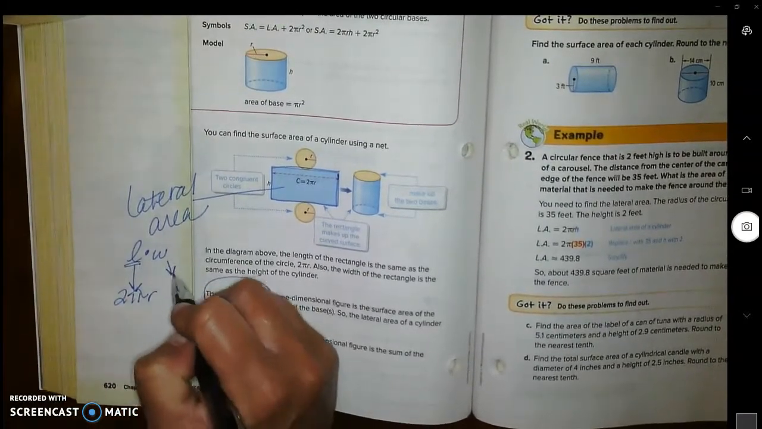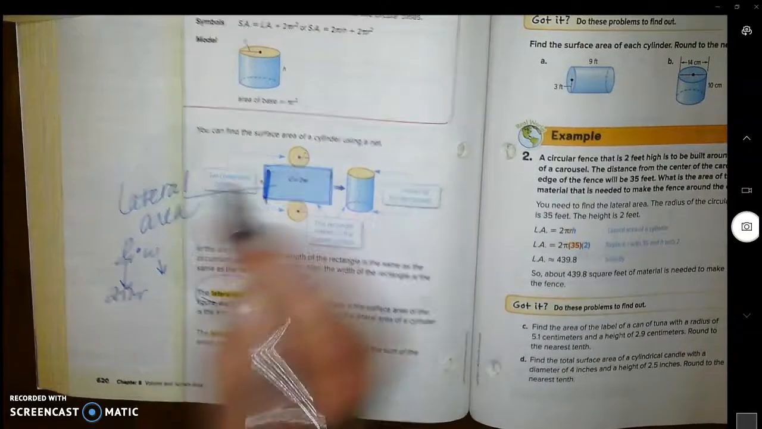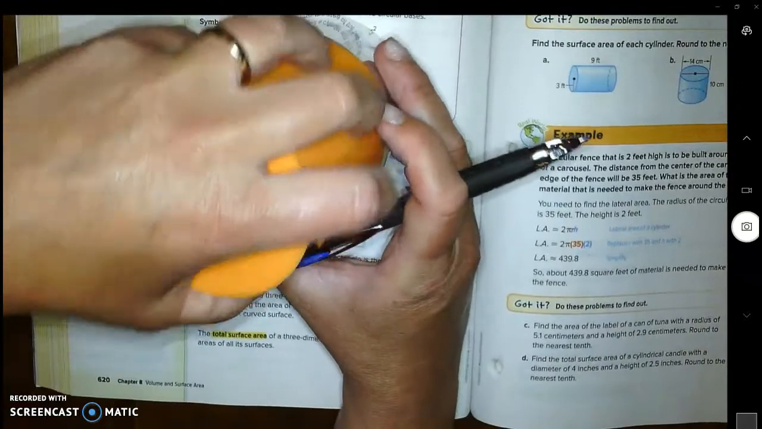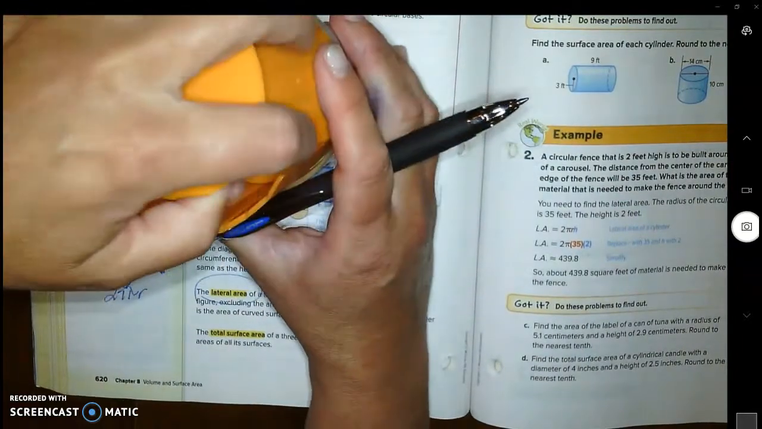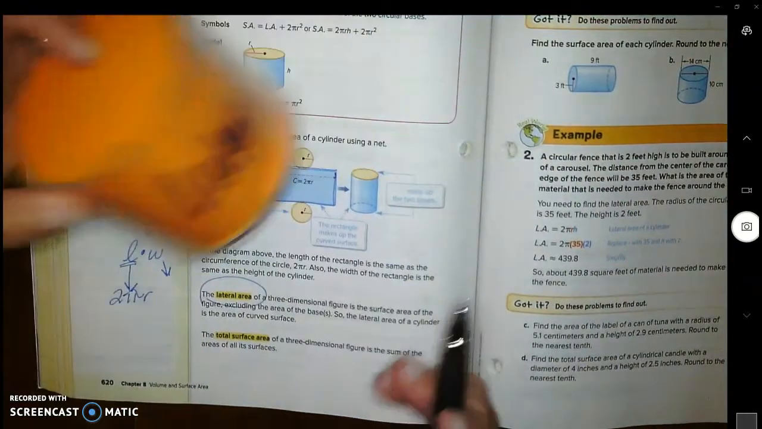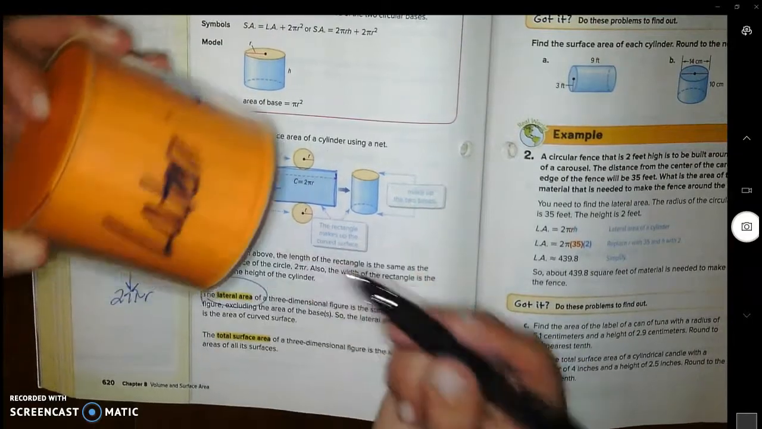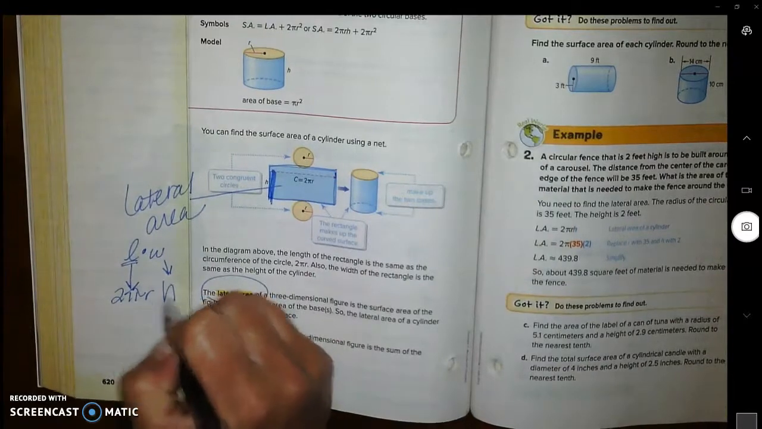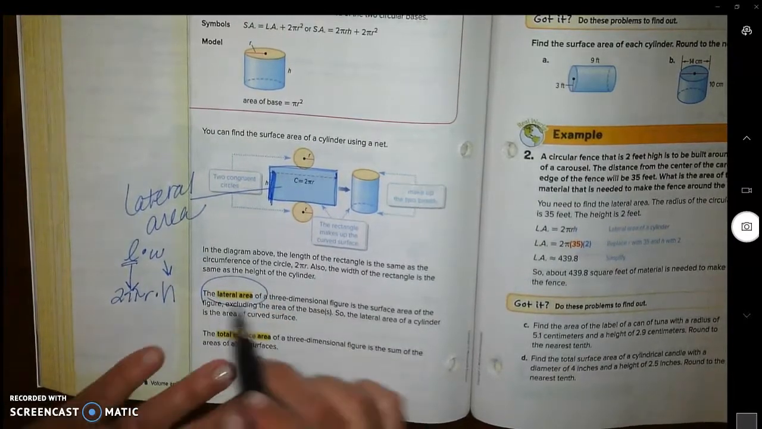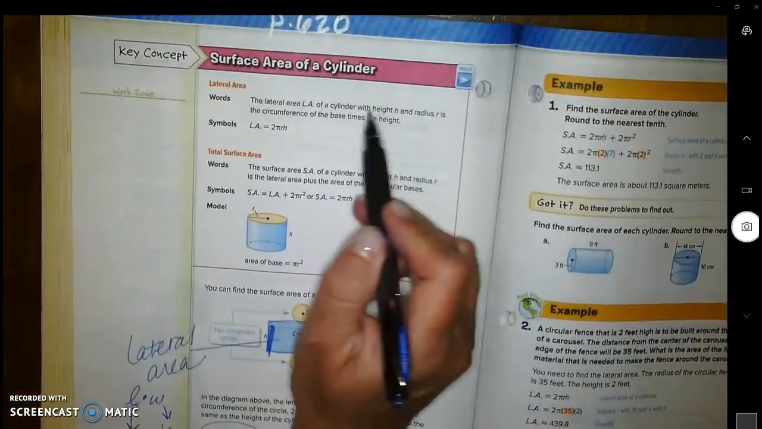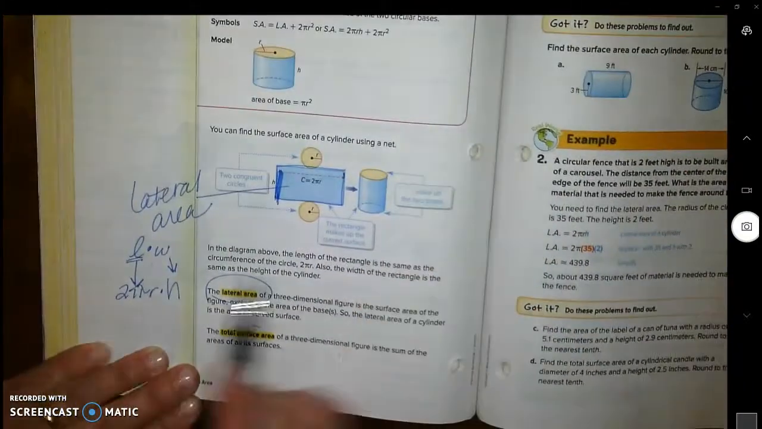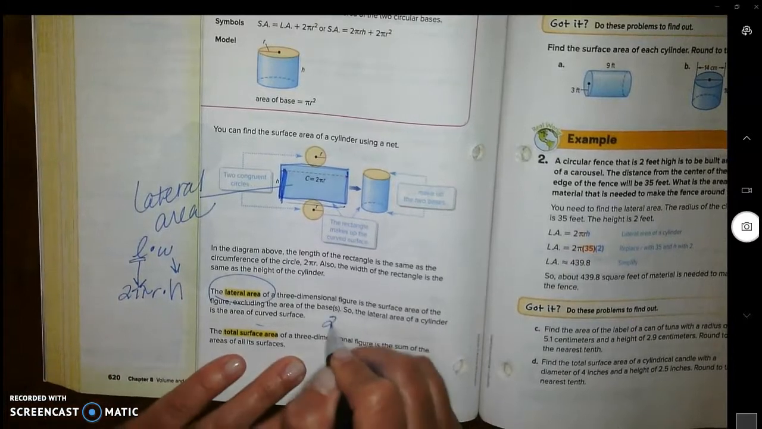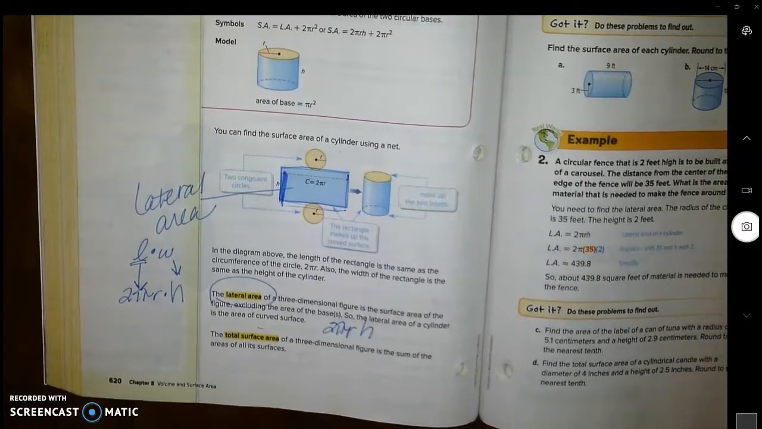And then the width of the rectangle ends up being the height of your cylinder. So if I can get this thing back in here, you can see the width of that rectangle is just the height of my cylinder, okay? And so the lateral area for the surface area of a cylinder, just this rectangle, is going to be 2 pi r h.